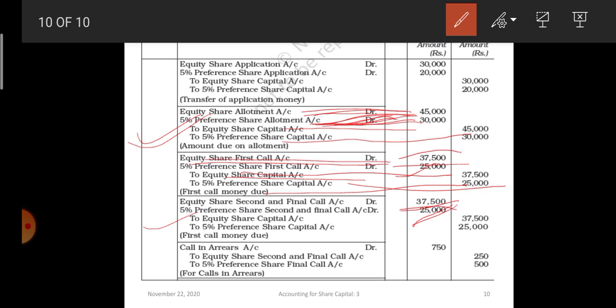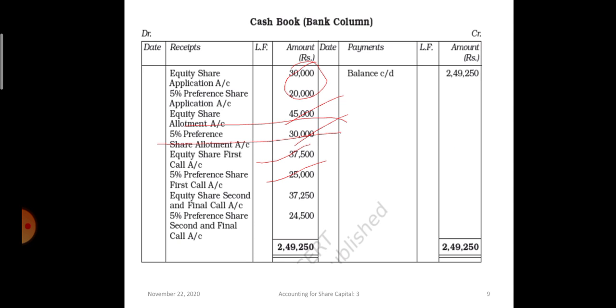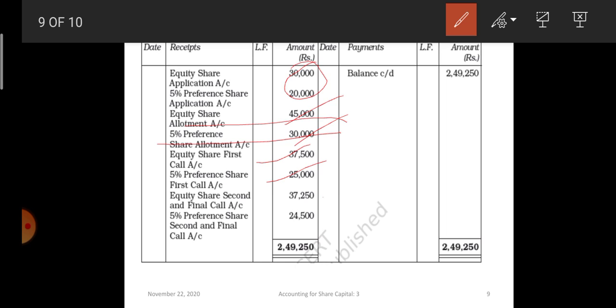Now as per the question, on 100 shares 2 rupees 50 paisa is not received on equity shares, so calls in arrear will be debited and equity share second call will be credited. In the same manner, on 200 preference shares at the rate of rupees 2.5, 500 rupees is not received. Now the amount received will be shown in the cash book. Out of 37,500, 250 is not received for equity shares, so 37,250 is received. And in case of preference shares, 500 is not received, so out of 25,000, 24,500 is received. Total cash received is 2,49,500.